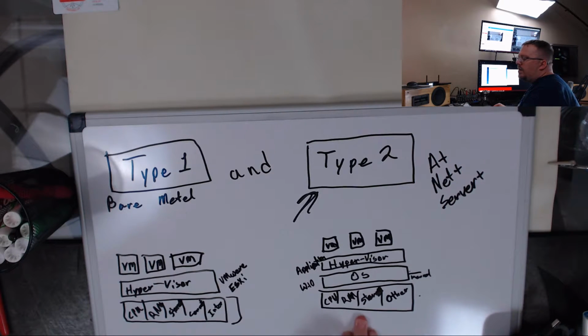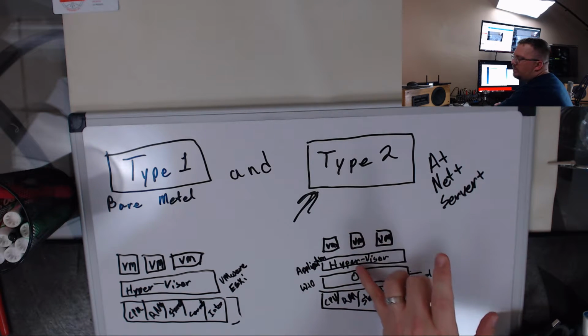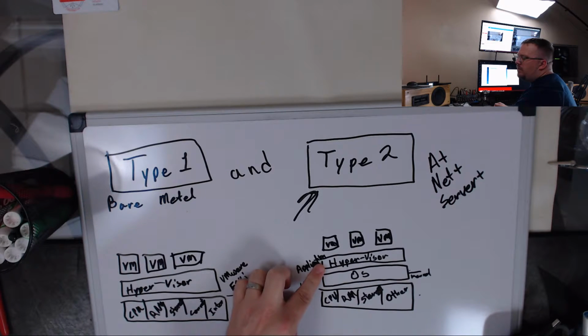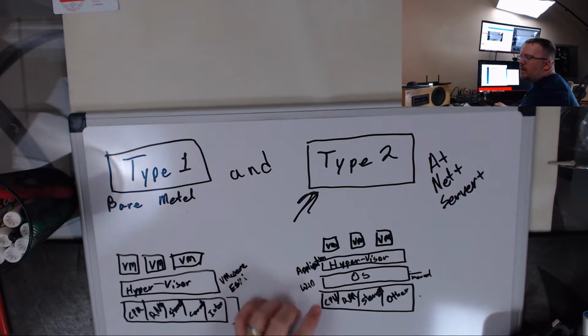With a type 2, you have your hardware, which has an OS, your host OS, sitting on top of it. Then you have your application hypervisor, which in this case is VMware Workstation. That hypervisor is VMware's Workstation software. And then the VM that we're installing sits on top of this. So this controls the interaction between the OS and the hardware.